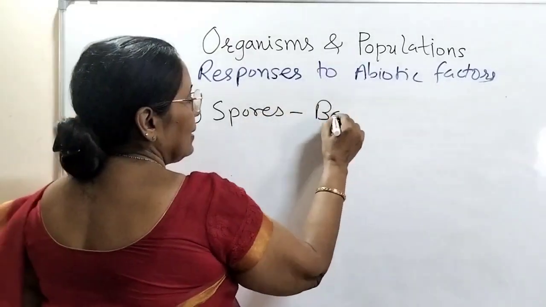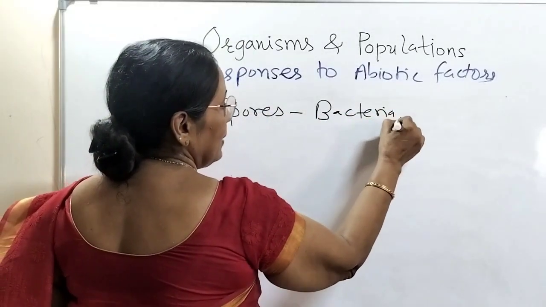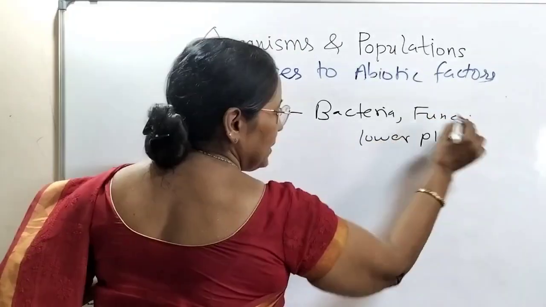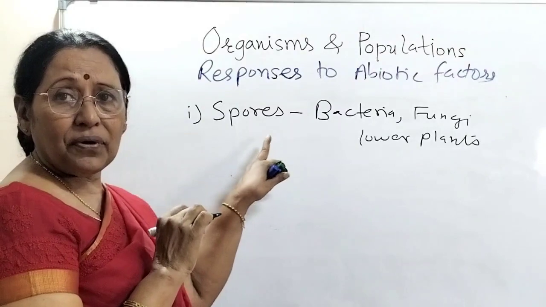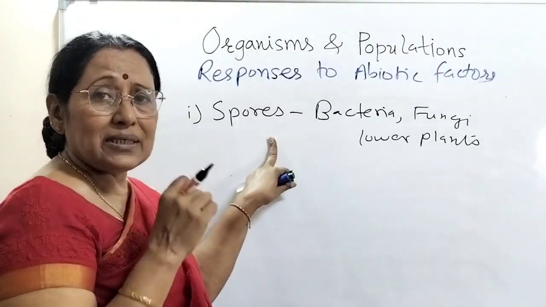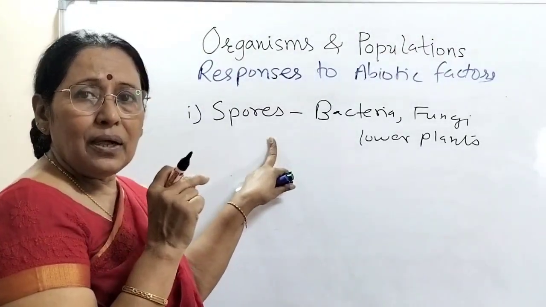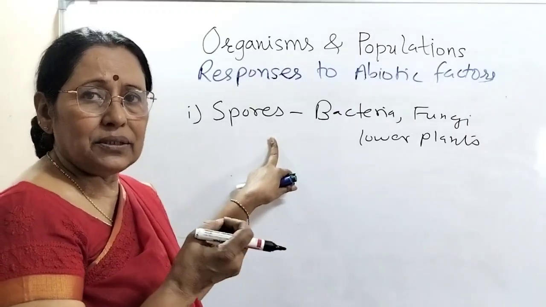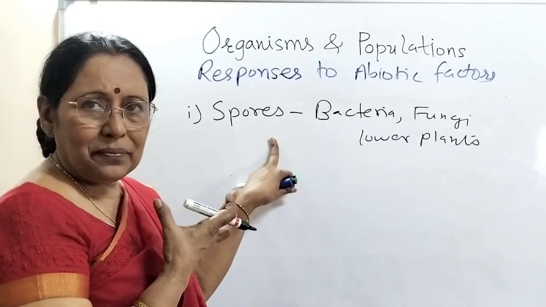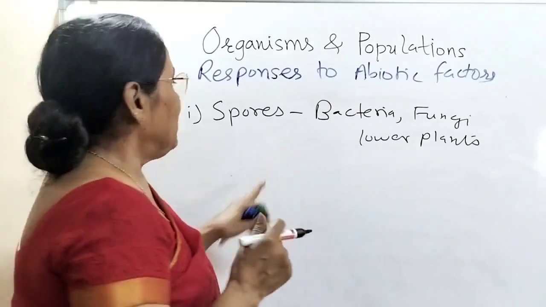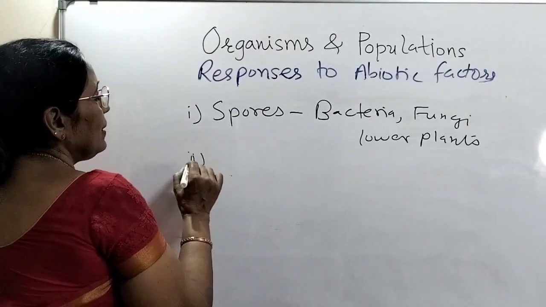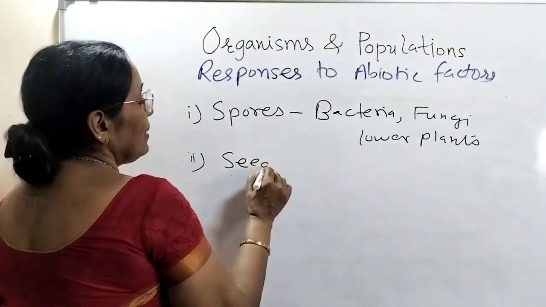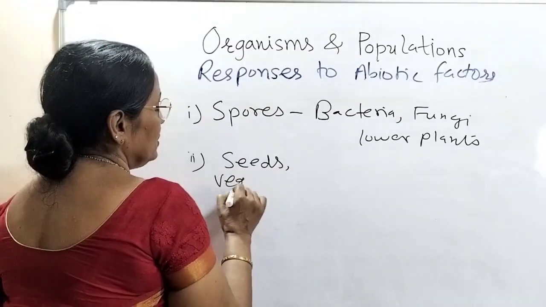The bacteria, the fungi, the lower plants, what they do during unfavorable conditions, they form the spores, which are the structures having a protective covering, which survive the unfavorable condition, and in favorable condition it forms a new organism. This is one method.